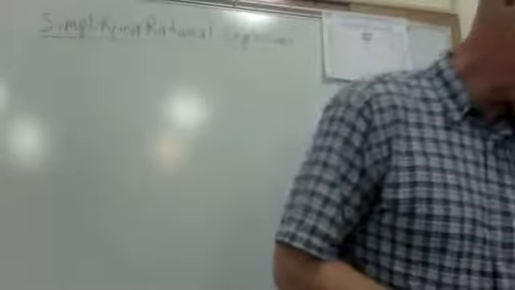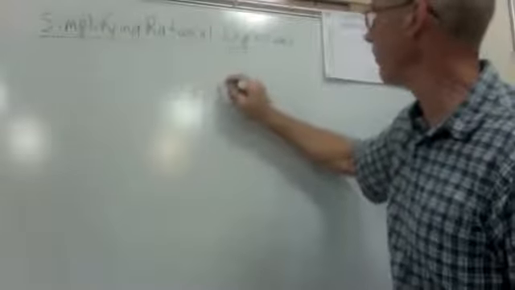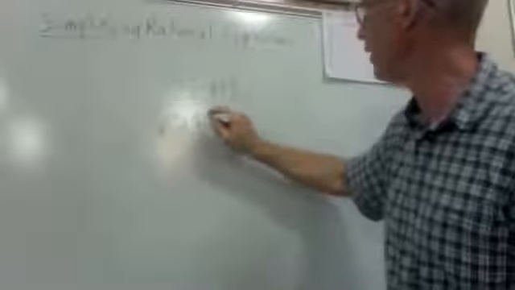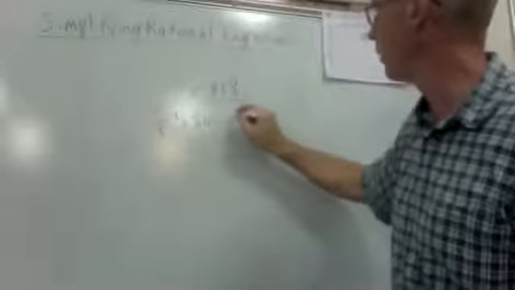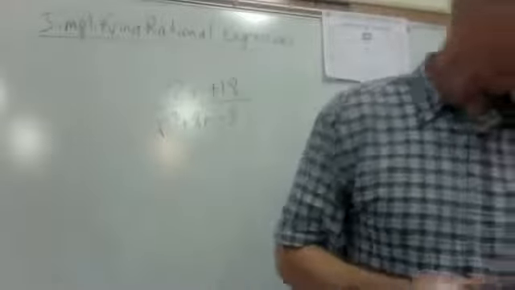Let's look at example 4. It's (2r + 18) over (r squared + 8r - 9). This is on page 692.